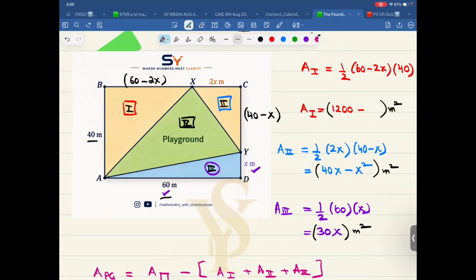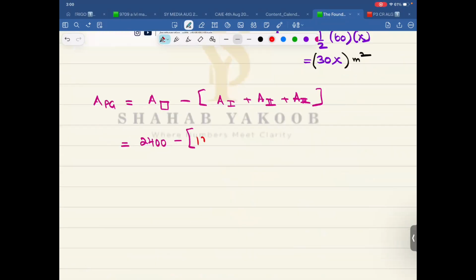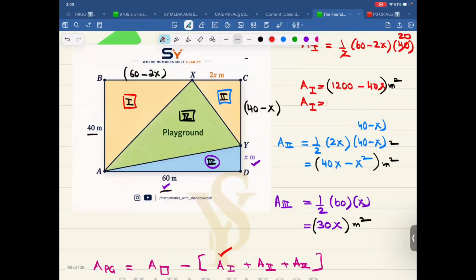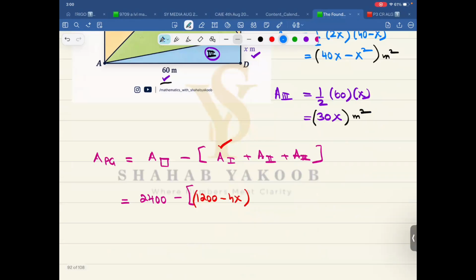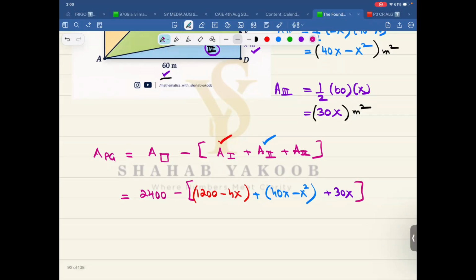Let me grab a red marker, and this is 40. Two 20s are 40, and x. So 1200 minus 40x. That is the first one. The second one is 40x minus x squared. The third one, in purple, is 30x. Let's close the bracket and let's simplify.